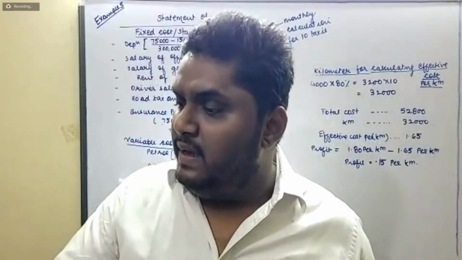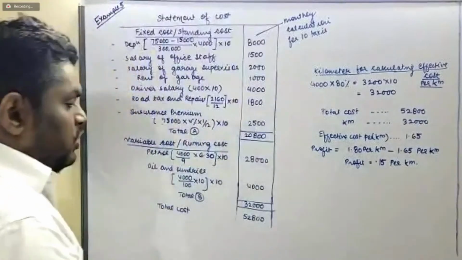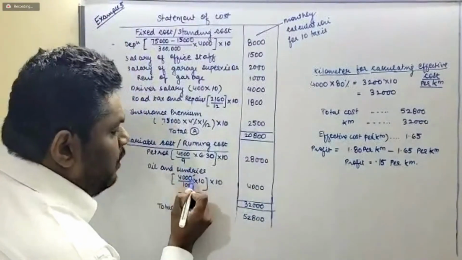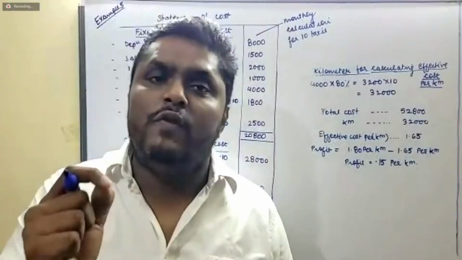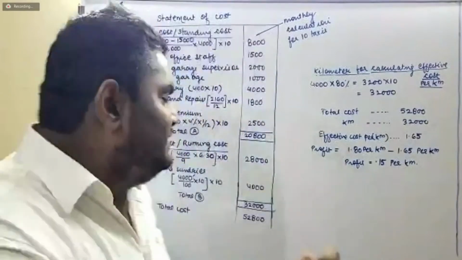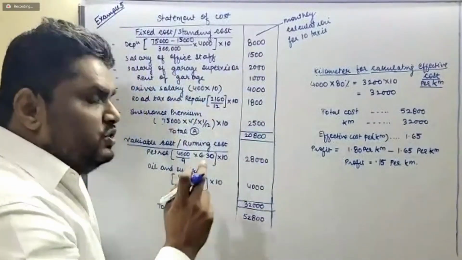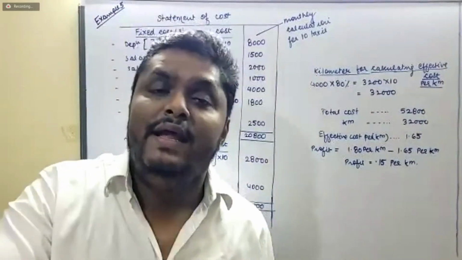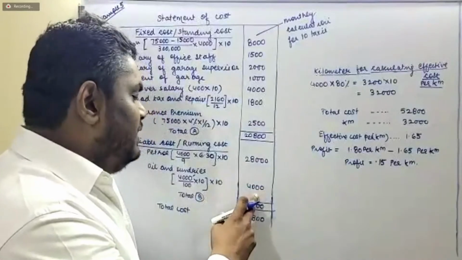Sir, please explain the oil and sundries calculation. Here the taxi runs on an average 4,000 kilometers, and the cost of oil and sundries is 10 for every 100 kilometers. So 4,000 divided by 100 into 10. This is per taxi, into the total number of taxis, which is 10.